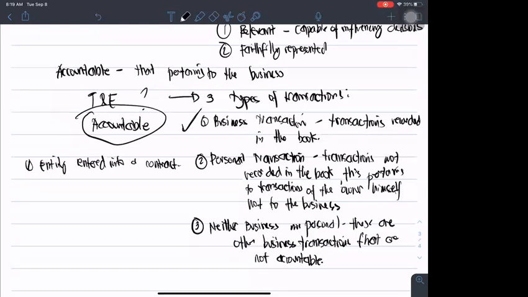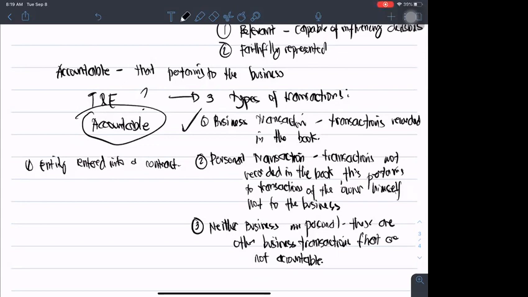Same lang din, di ba? Same lang din. So we just really need to know the concept of an accountable event. When do we recognize it? And is it a business transaction or a personal transaction? Take note, business transaction recorded, personal transaction not recorded. How about if neither business nor personal? Not recorded. Why? Because it is not an accountable event based on our recognition criteria. Okay, so again, we use the recognition criteria to say that the item is an accountable event.